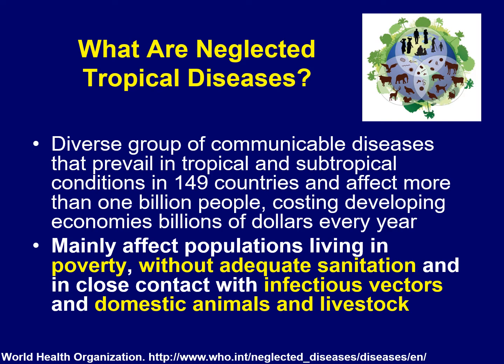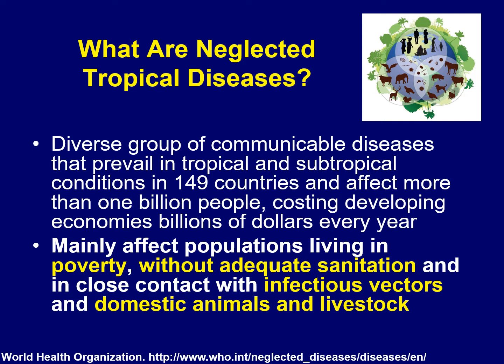They mainly affect populations living in poverty without adequate sanitation and in close contact with infectious vectors and domestic animals and livestock. I think this last bullet is really important. Neglected tropical diseases affect the poorest regions on the planet and some of the poorest people on the planet. A lot of these diseases are really a result of poverty related to not having adequate development to have better sanitation and things like that.